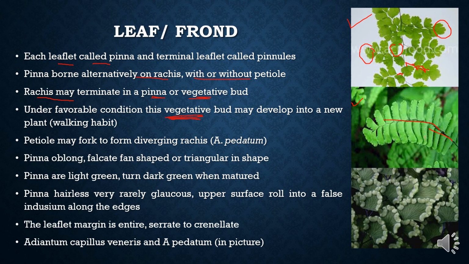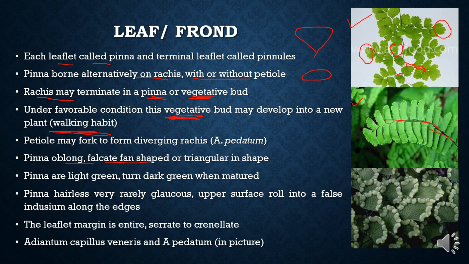Due to this type of propagation, it has got a walking habit, and that is why it is also called a walking fern. So the rachis terminates into one pinna or vegetative bud, and each of these petioles has a different shape. That is, it can be oblong to fan shaped. Here we see that each of these petioles is fan shaped. Or they can sometimes be oblong also.